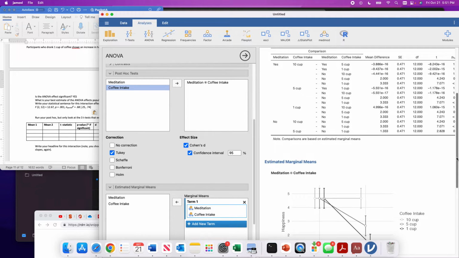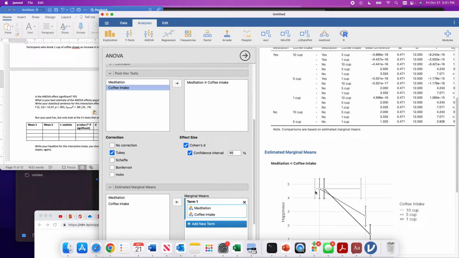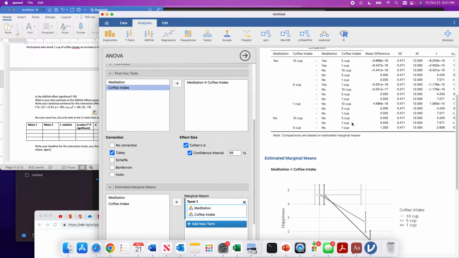I don't really have a prediction here. I'm just trying to figure out, is this a significant difference? We know it's not. We can look at that one and see it. But I want to take 10 cup with no meditation versus 10 cup with meditation. So 10 cup with meditation versus 5 cups with meditation. I don't want that one. 10 cup with meditation versus 1 cup with meditation. 10 cup with meditation versus 10 cup without.